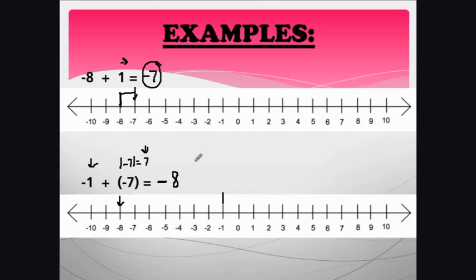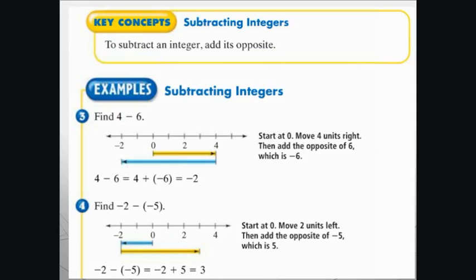So there we go. Having a visual is always really helpful, but you can also use the rules of finding the absolute value to help you figure out whether your solution is going to have a negative or positive value. Now let's talk about subtracting integers. To subtract an integer, you're going to add its opposite. So in other words, we are asked to find 4 minus 6.